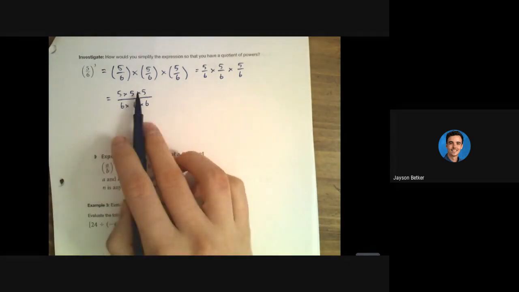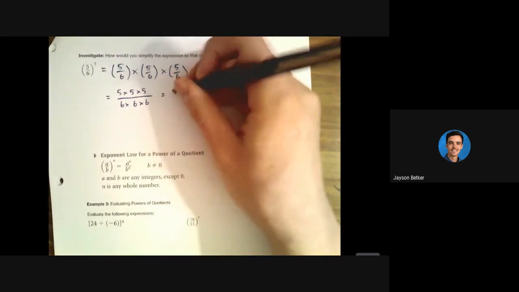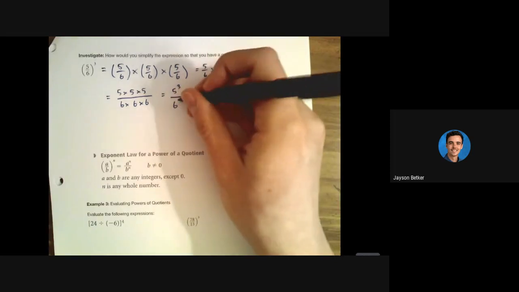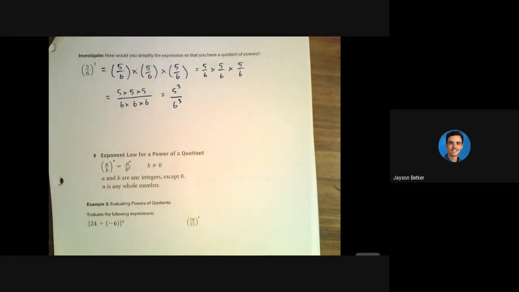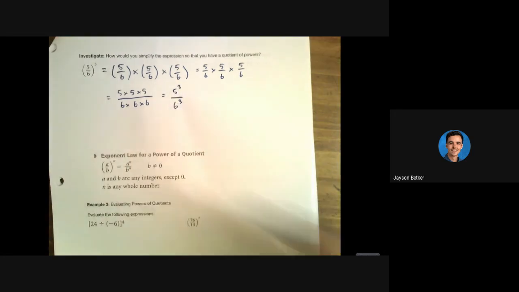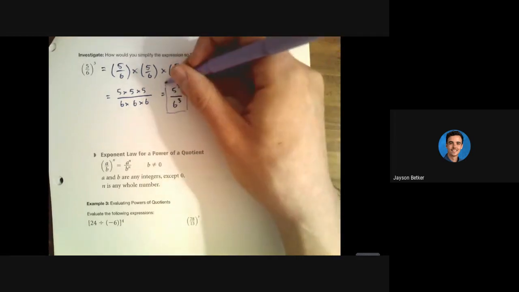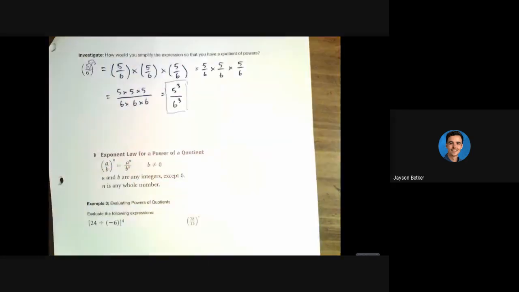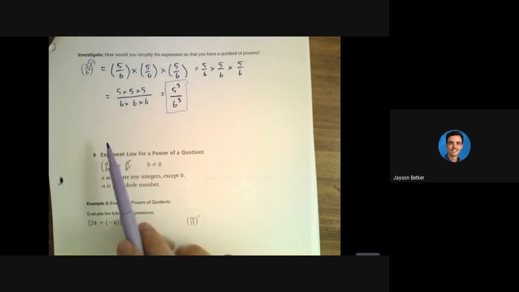This looks like it's going to be a base 5 raised to the exponent 3, and over this, base 6 raised to the exponent 3. So look at that. All of a sudden, 5 over 6 to the 3 is the same thing as 5 to the 3 over 6 to the 3. Okay, so that's what happens. Again, just like with the multiplication, it ends up tacking onto that one and onto that one. So there it says it right below there for us. A over b to the n is the same thing as a to the n over b to the n.